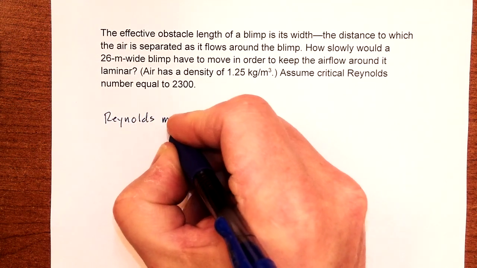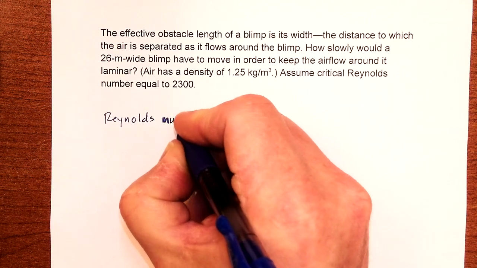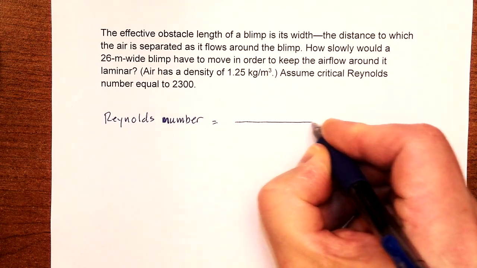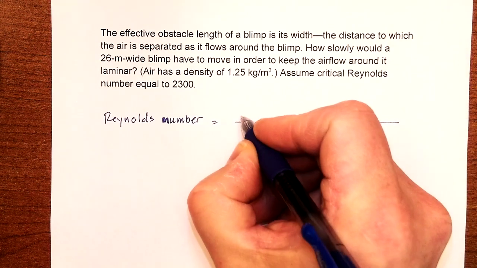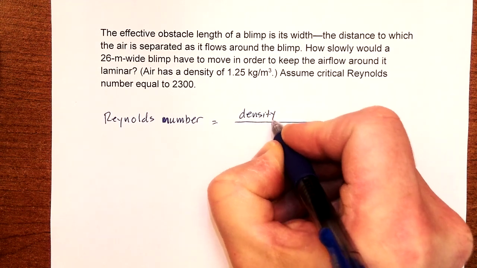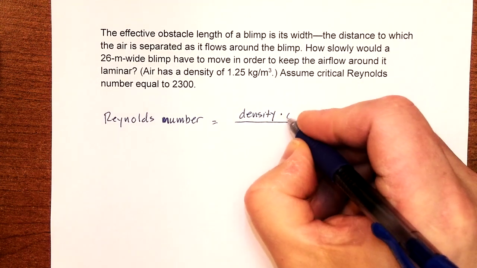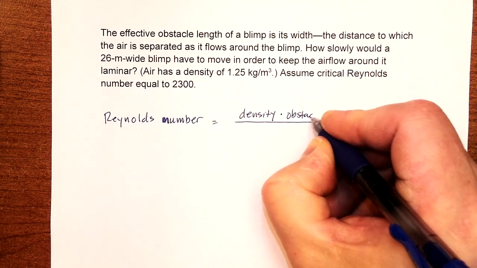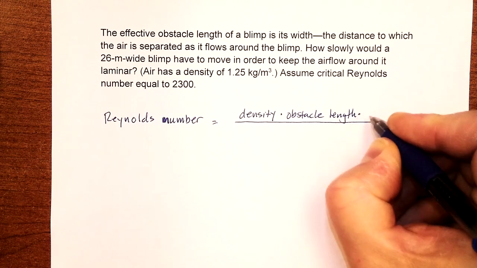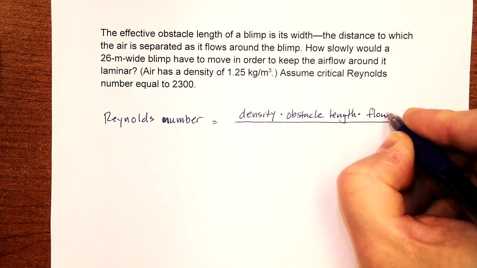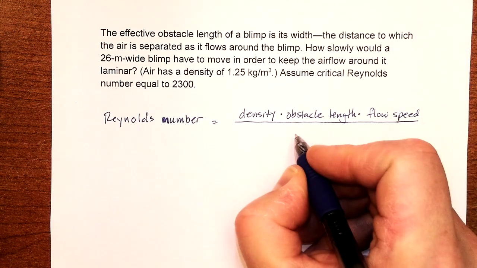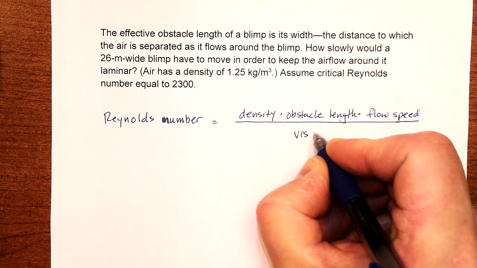So the relevant model that governs this is the Reynolds number model, which says the Reynolds number is equal to the density of the fluid times the obstacle length times the flow speed divided by the viscosity.